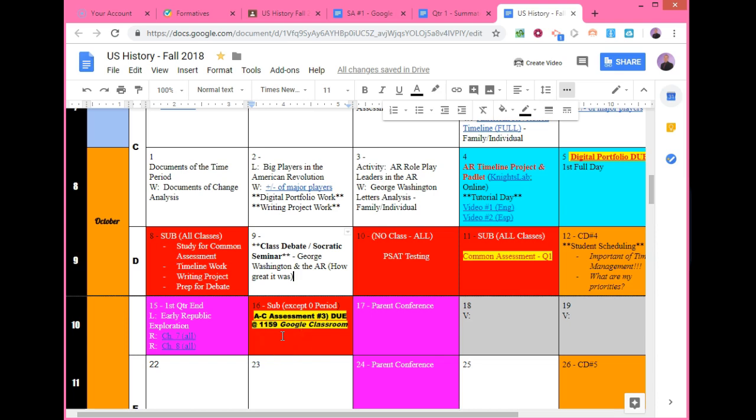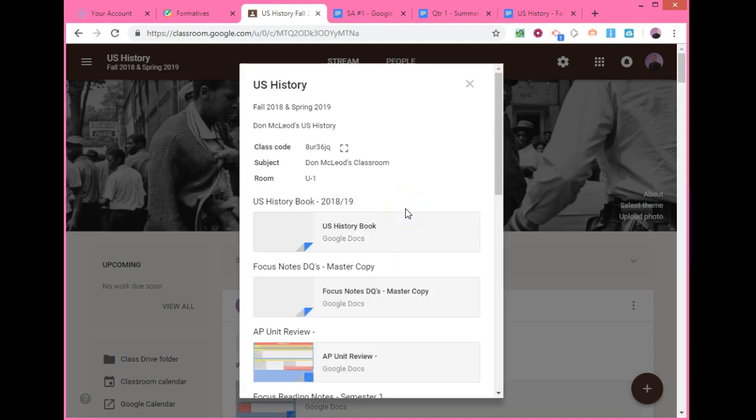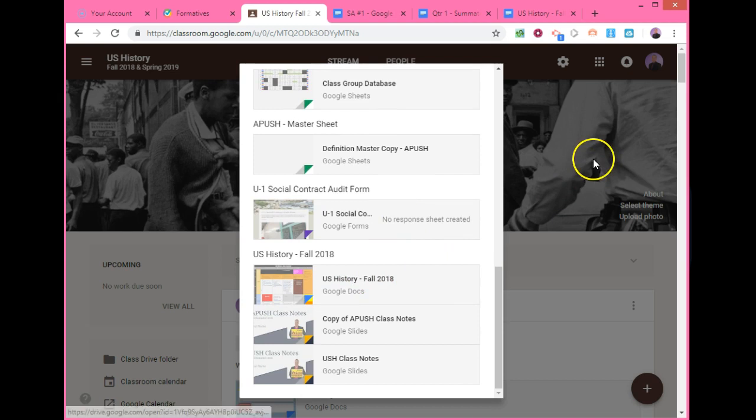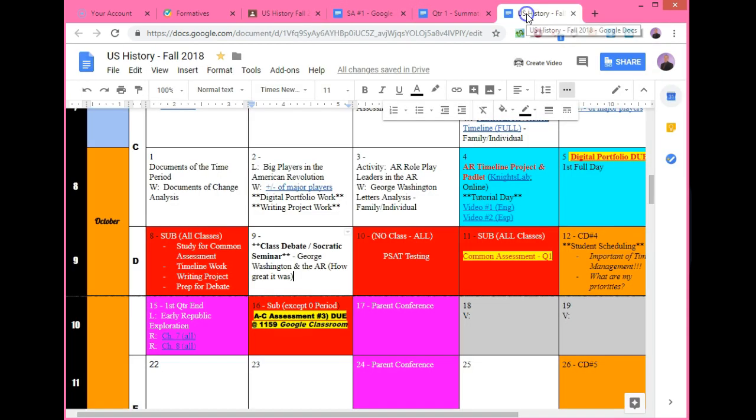So let's go over the sub-plans for, more importantly, Monday, but also take a look at the week. And again, if you want to get a copy of the schedule, how you would do it is you go to Classroom, click on the About in the upper right-hand corner, scroll down, and you'll find it there, U.S. History Fall 2018. I would highly recommend looking at it all the time because that's where we put things.